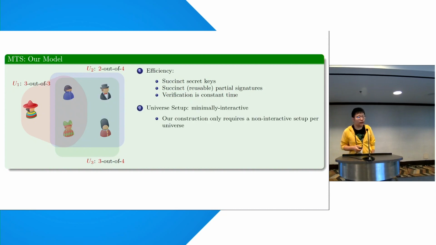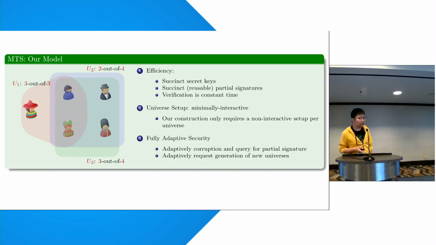And also, for each universe, you might need some interaction to set up a universe-specific verification key. We also require this interactive phase to be minimally interactive. In particular, for our construction, we only require one round non-interactive setup per universe. And we also consider fully adaptive security against fully adaptive adversaries.